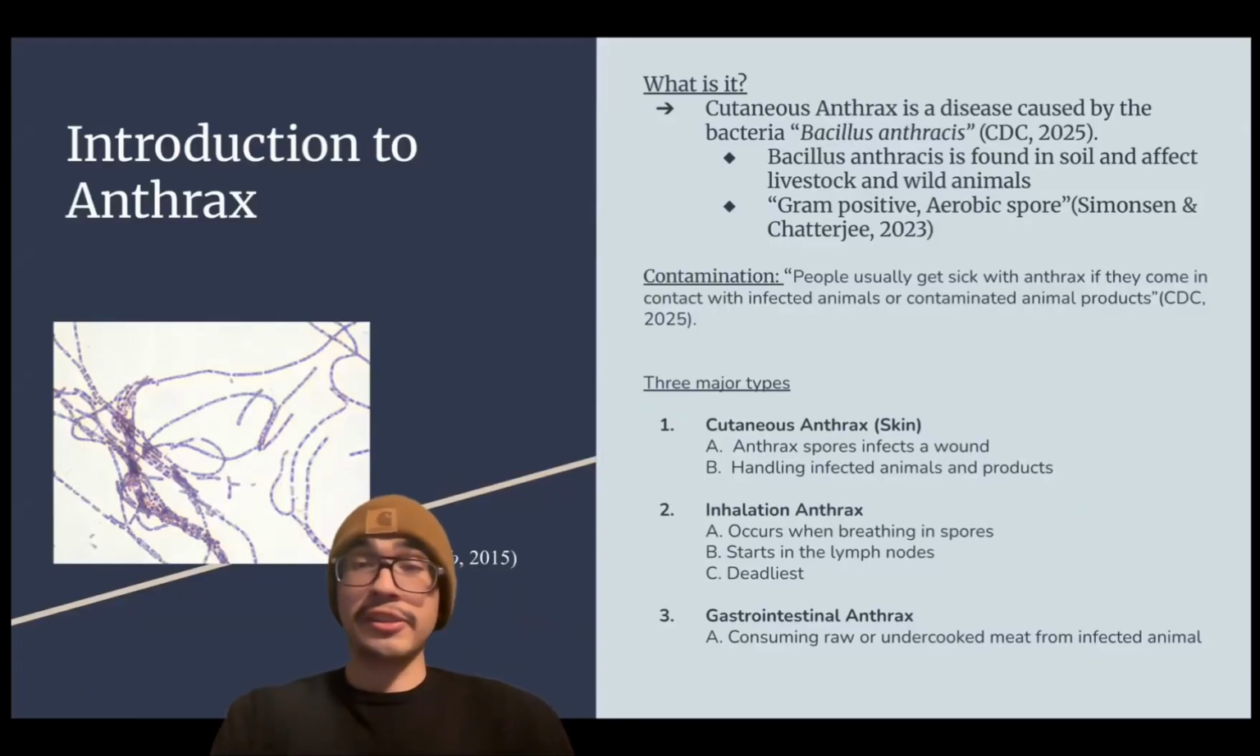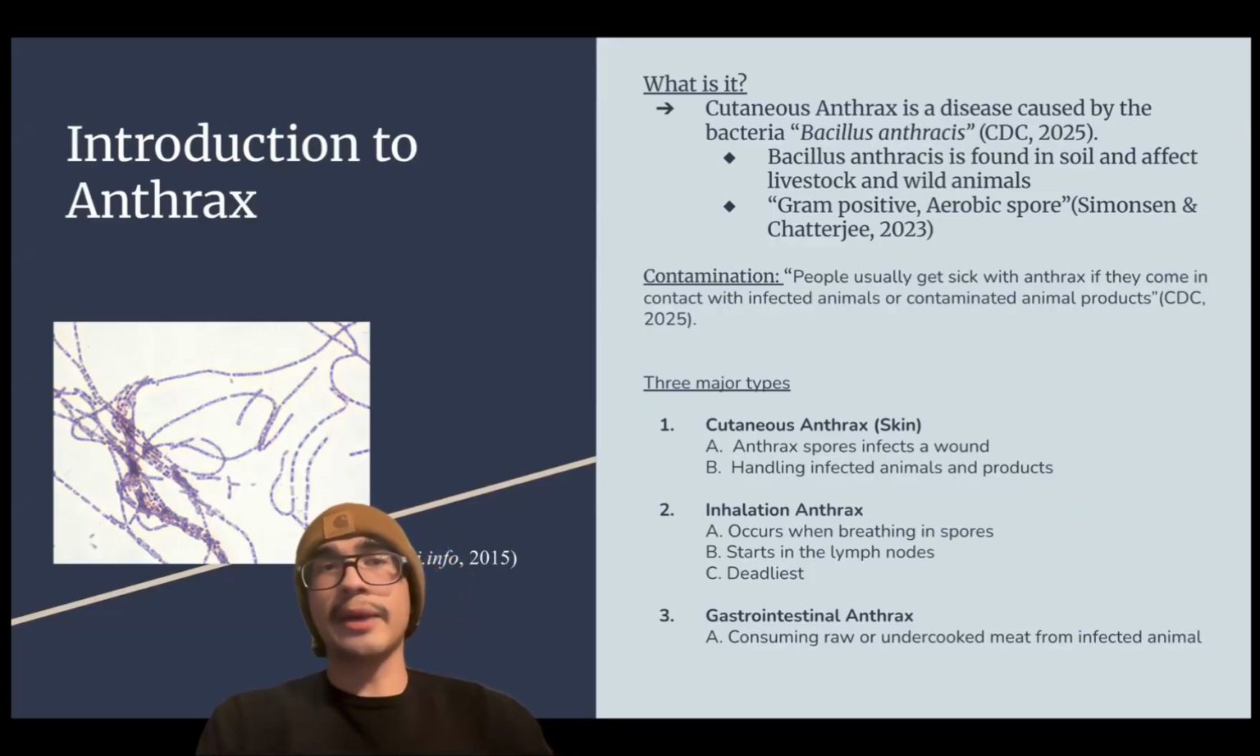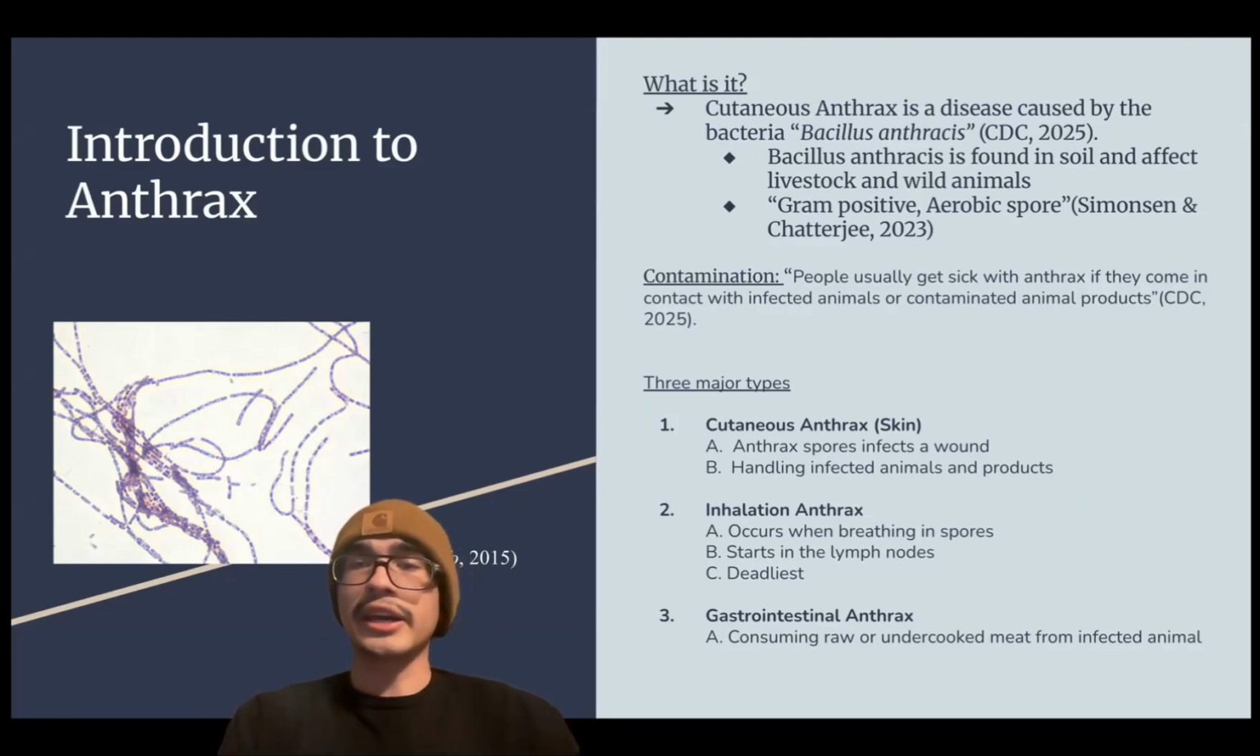Today, I will be talking about anthrax and the bacterium that causes it, Bacillus anthracis. Anthrax is a very serious disease which is found primarily in soil. It primarily affects livestock and wild animals, but humans can also become infected. According to the CDC in 2025, most people get sick with anthrax when they come into contact with infected animals or contaminated animal products. This happens in farming, handling animal hides, or even during meat processing.